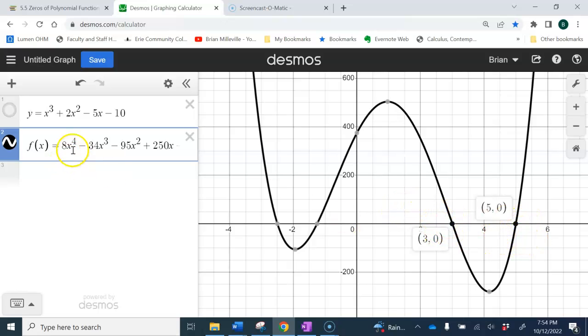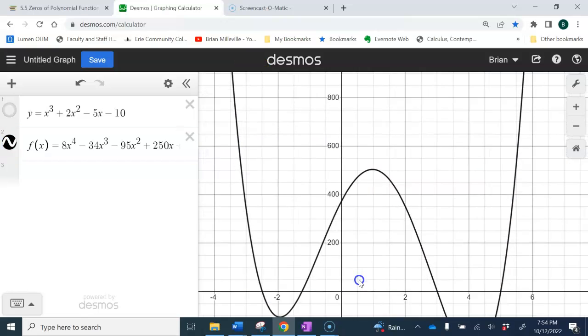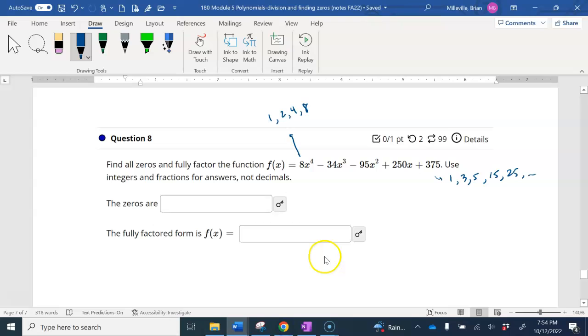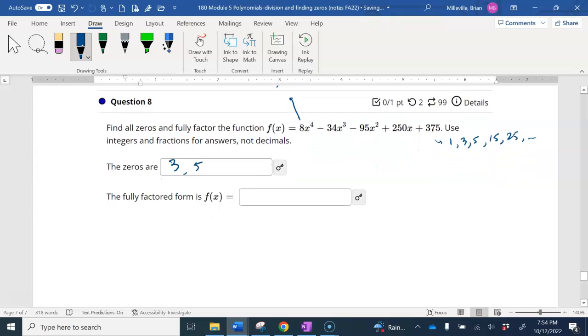All right, notice this polynomial is degree 4, leading coefficient's positive, so it's got to go up as we go towards positive or negative infinity, and it's got that shape to it. And we can see from the graph that 3 is a 0 and 5 is a 0. So let's use synthetic division with 3 and 5. All right, so we're pretty sure that 3 is a 0 and 5 is a 0. Now finding the others, again, we can use Desmos, but we're going to want to try to do this a bit by hand.